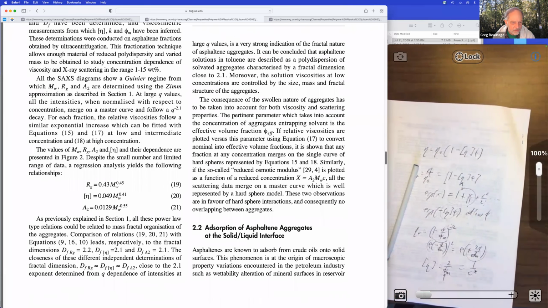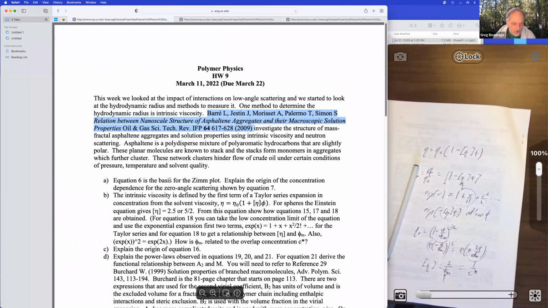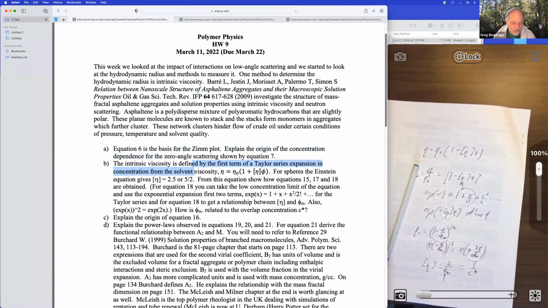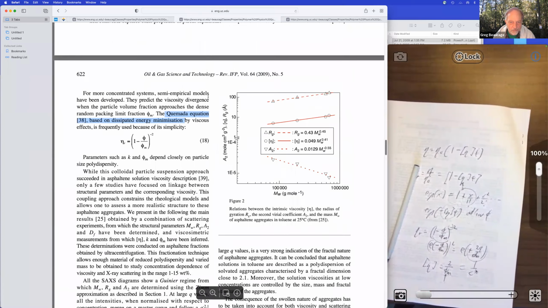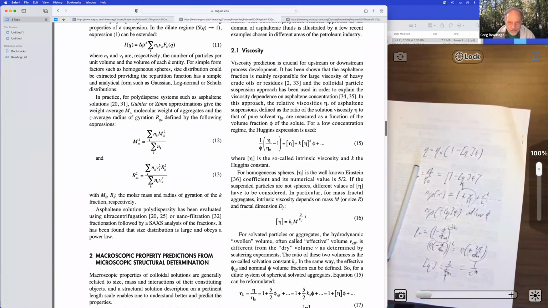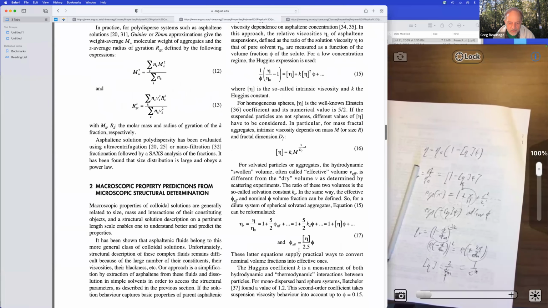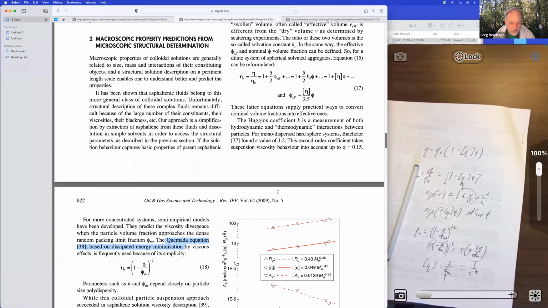So there's that business. And then the questions are mostly like that. Equation 6 is basically a simple plot. I went through that. And then the intrinsic viscosity is this Taylor series. Show how equations 15, 17, and 18 are obtained. So 15 is just the definition. 17 is the Einstein equation for a solid object. And 18 is what I just did with this exponential thing.